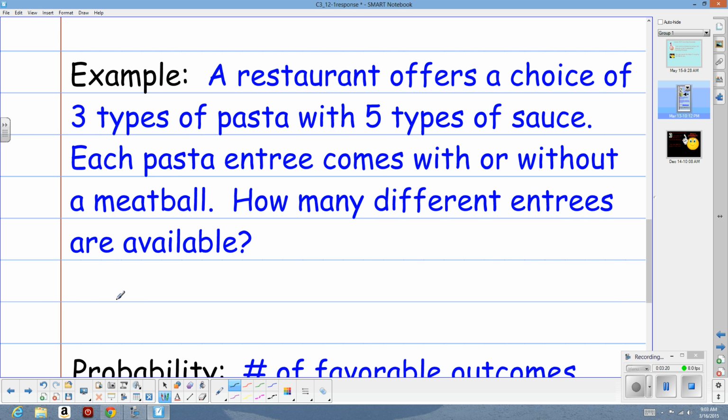Well, our first choice we're going to make is the type of pasta. There are 3 types of pasta. And then we're going to choose a sauce, and there are 5 types of sauce. And then we have with or without meatballs, so that's 2 possibilities. So now we're going to go ahead and multiply all those choices together. 3 times 5 times 2, that's going to equal 30 different ways you can have your pasta at the restaurant.